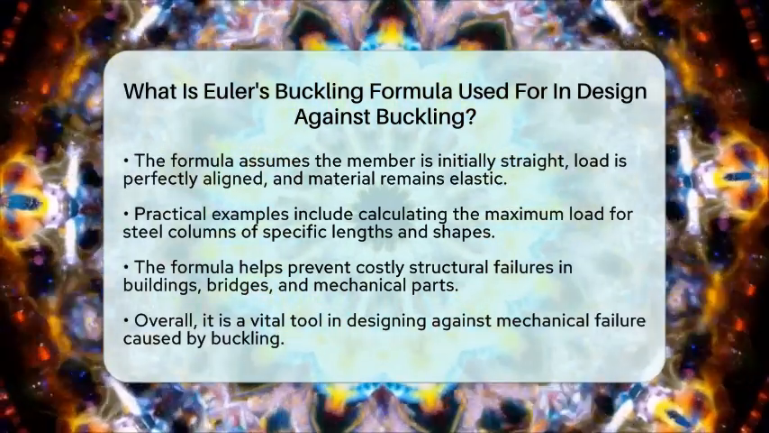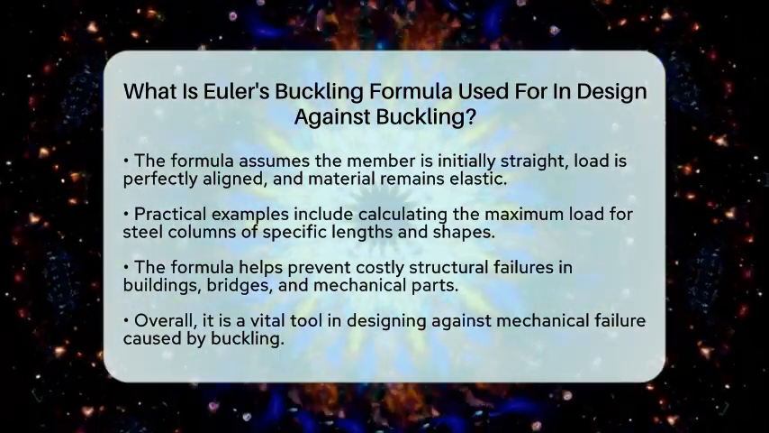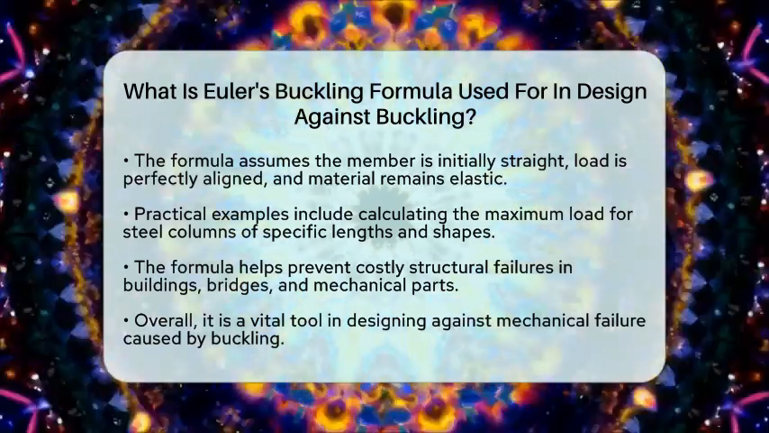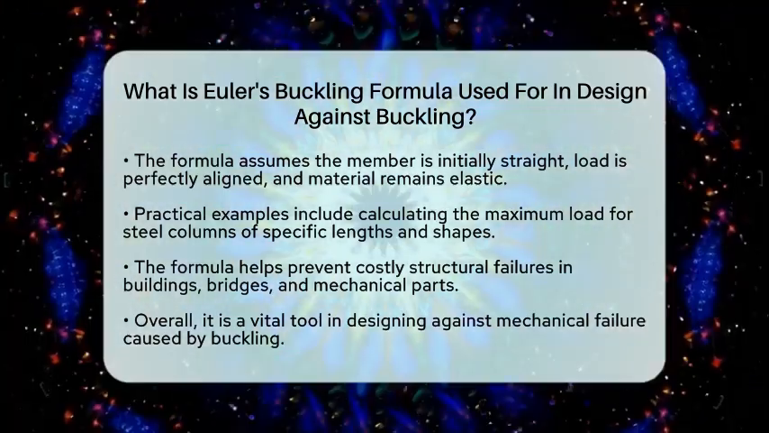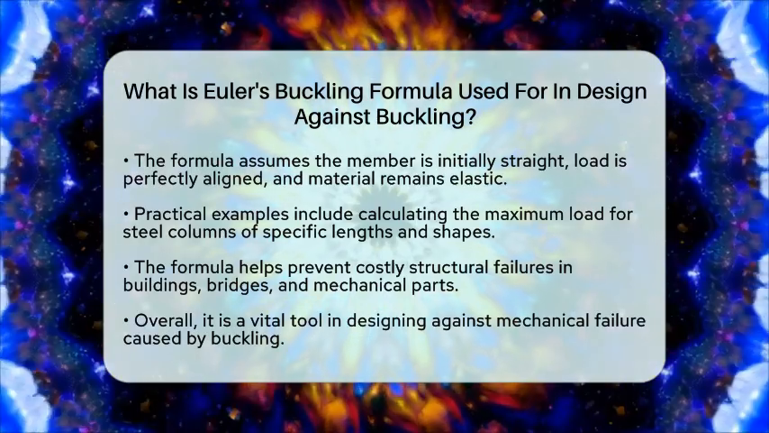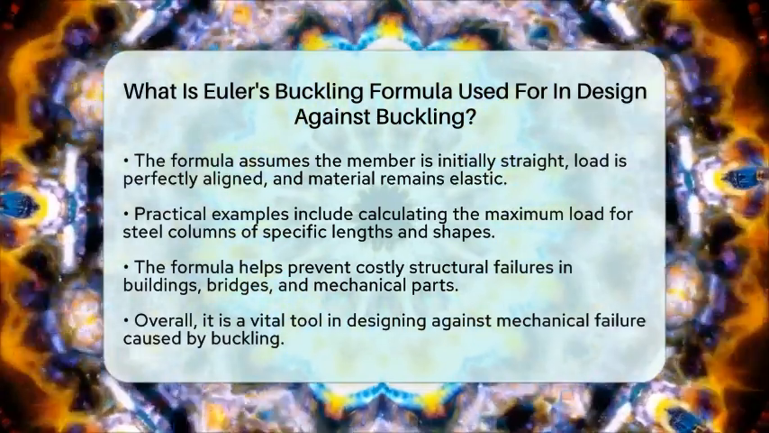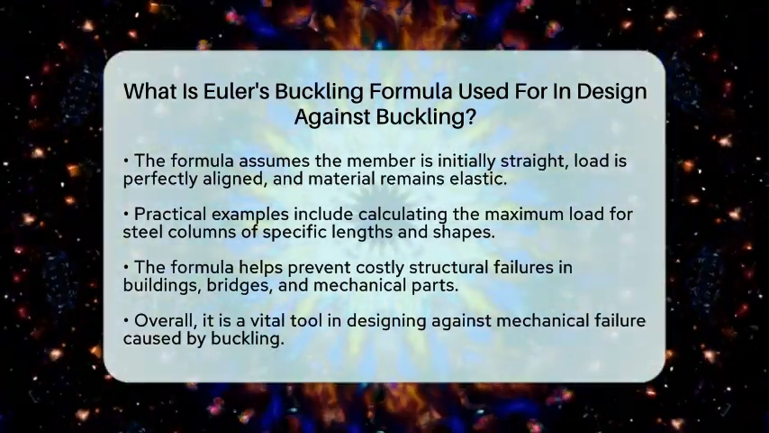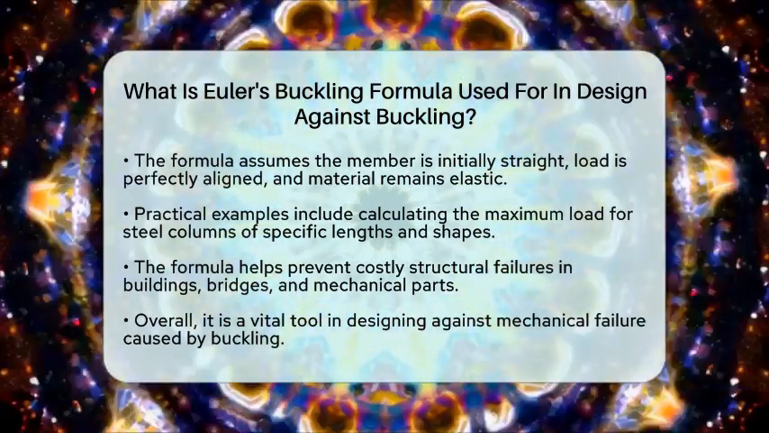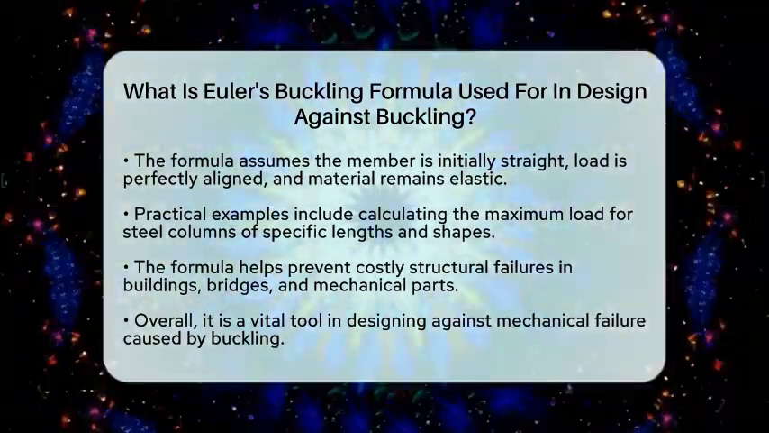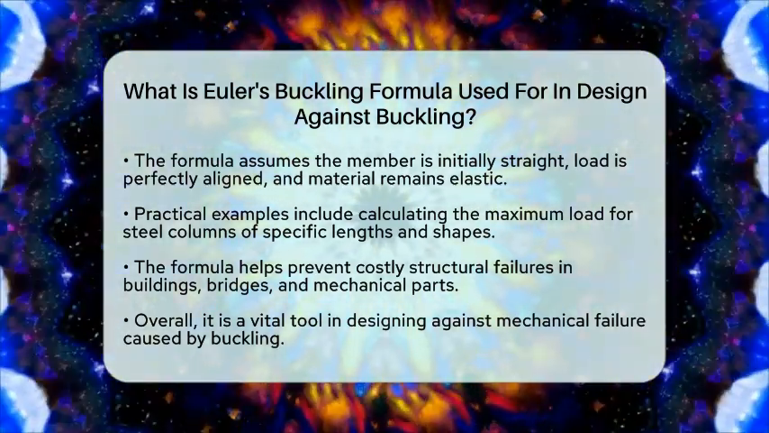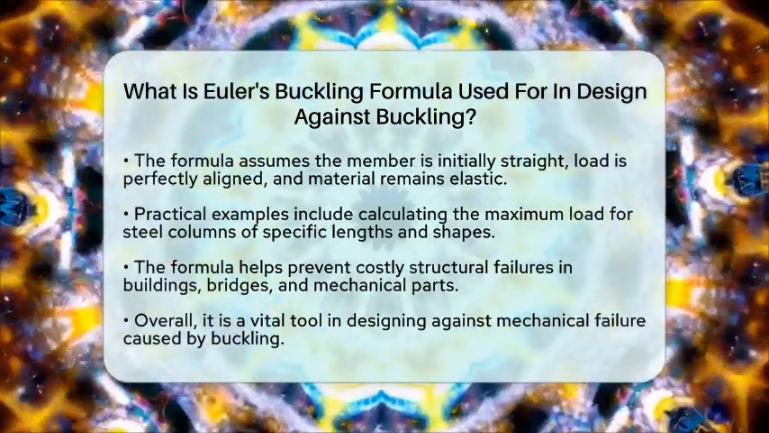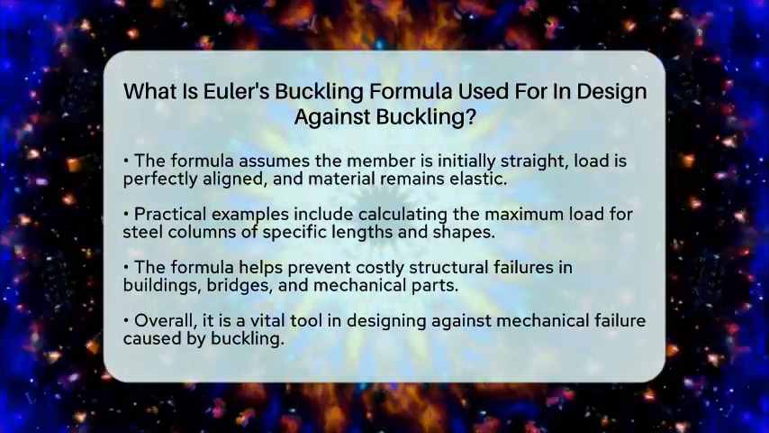Designing against buckling is a big part of mechanical failure prevention. Euler's buckling formula is a simple yet powerful way to predict when buckling might happen. It guides engineers in making safer, more reliable structures by understanding exactly how slender members behave under compression. Knowing this helps prevent unexpected collapses and keeps everything around us standing tall and strong.